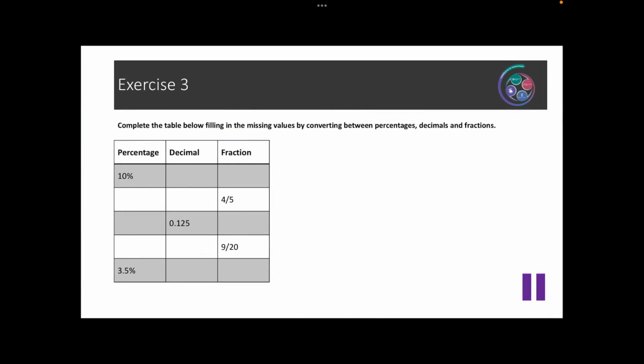For exercise 3, I want you to go through this table here and fill in the missing values by converting between percentages, decimals and fractions, because this is an important numeracy skill that you could be asked to utilise throughout your exam in various different questions. So pause the video, try the questions, and when you're ready, play it again and check your answers.